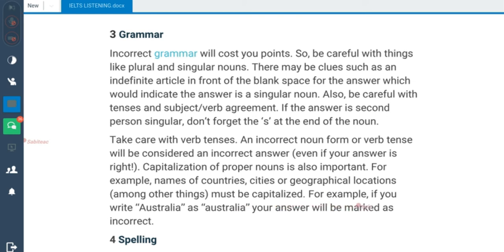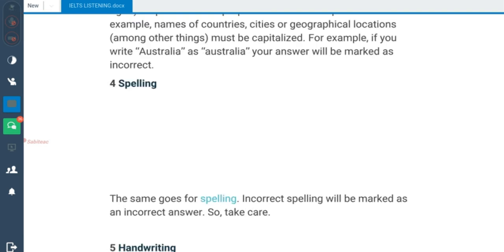Now, an example of this is if you write Australia. I don't know if you can see this part now. Okay, for example, if you write Australia without a capital letter, your answer will be marked as incorrect. Can you see this on the screen?